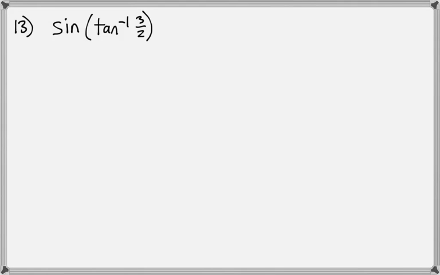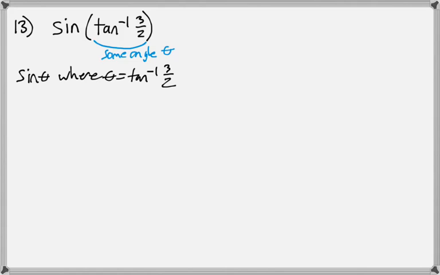Problem 13 wants us to find the sine of the tangent inverse of 3 over 2. So this tangent inverse of 3 over 2 is going to give us an angle, some angle theta, we could call it. So this question is basically saying, what is the sine of theta, where theta is equal to tangent inverse of 3 over 2.